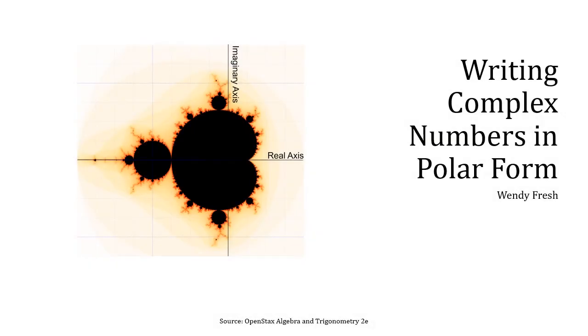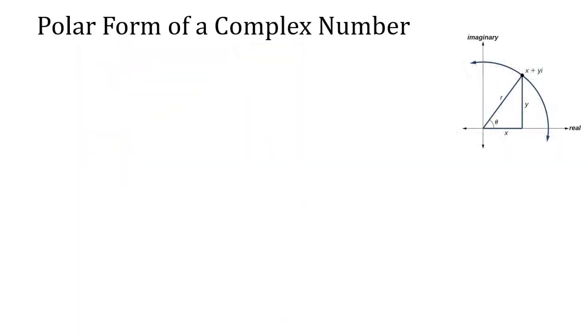In this section, we'll talk about how to write complex numbers in polar form. So what we've seen so far is a complex number written in rectangular form. Now, what we saw was z equals a plus bi, but the a and the b are just placeholders. And so in this image, we see that complex number written as z equals x plus yi. That's just another way of writing it.